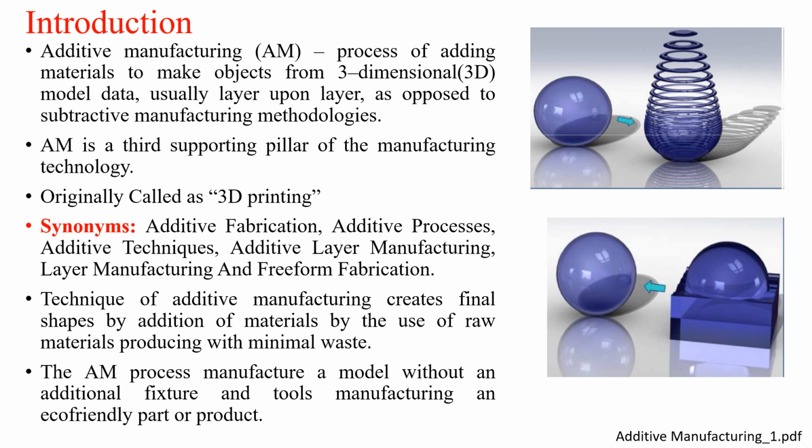Next, the AM process manufactures a model without additional fixtures and tools, and it produces a part which is eco-friendly or environmentally friendly. In a subtractive manufacturing process, we require some additional fixtures and tools. With this additive manufacturing process, there is no requirement of fixtures and tools. Any type of dimensional object can be made by this additive manufacturing process.